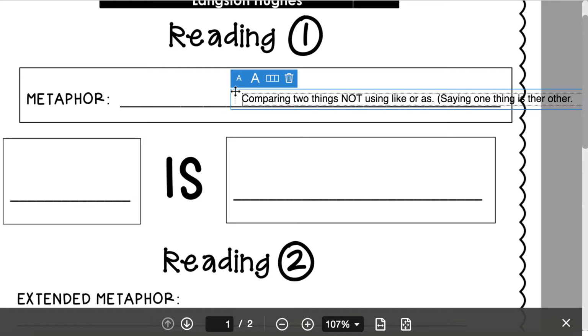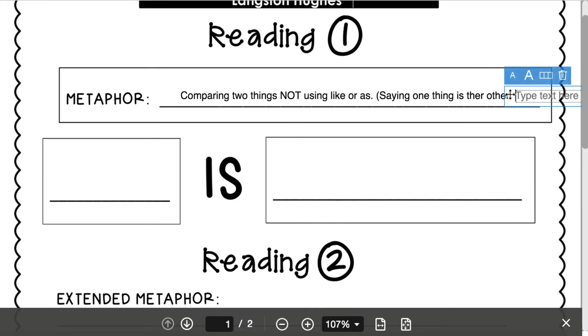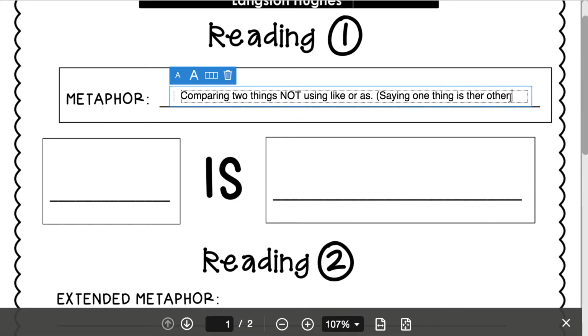So comparing two things, not using like or as, and it's normally saying one thing is the other, right? Poetry does this a lot. Poetry uses lots of figurative language, but especially the metaphor. I feel like the metaphor is a staple when it comes to poetry. Poets love using metaphors and comparing one thing to another thing to really get their point across.